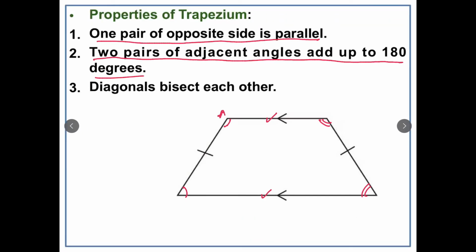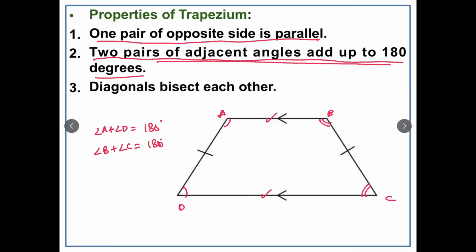Let's name it A, B, C and D. The second property says the pair of adjacent angles add up to 180 degrees. That means angle A plus angle D will be equal to 180 degrees. Similarly, angle B plus angle C will also be equal to 180 degrees.